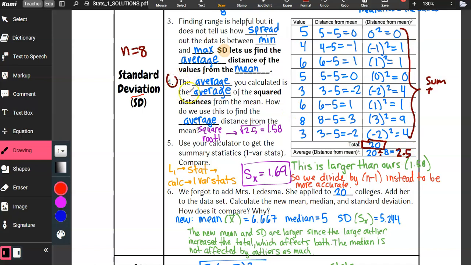So we look at question number 4. How do we use this? The average you calculate is the average of the squared distances from the mean. How do we use this to find the distance from the mean? We're going to take the square root. So you take the square root of this, and notice that it is going to be 1.58. All right.